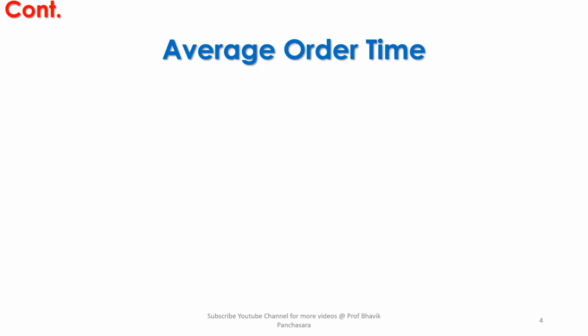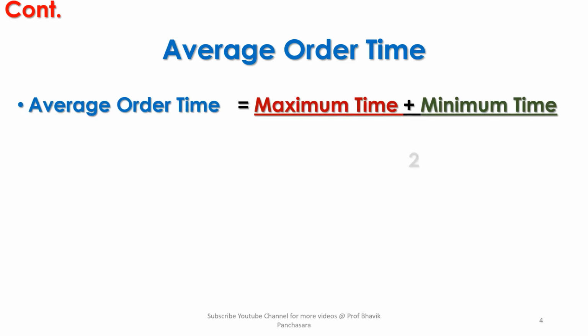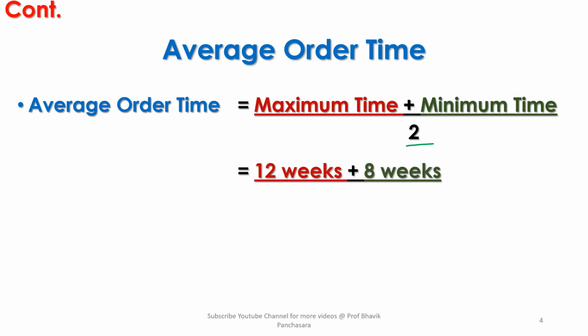After that friends, we will calculate average order time. It's very easy to calculate. Maximum plus minimum time divided by 2. Here maximum time is 12 weeks, minimum time is 8 weeks, divided by 2. So by simplifying this, we will get the average time, that is 10 weeks.